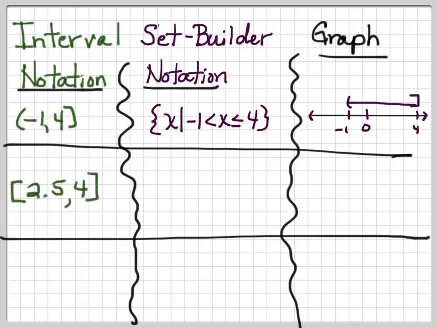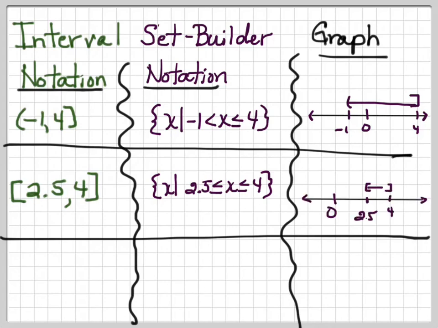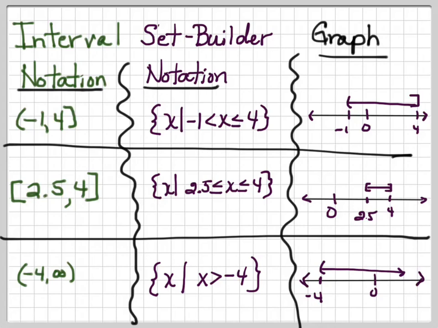Okay, the next one's going to be a closed interval from 2.5 to 4, and now we're going to include both of those endpoints. So in set builder notation, it would be the set of x such that x lies between 2.5 and 4 and includes both those endpoints. And the graph would be like this, with brackets at the ends. Notation for -4 to positive infinity would be the set of all x such that x is greater than -4, and the graph would look like this.